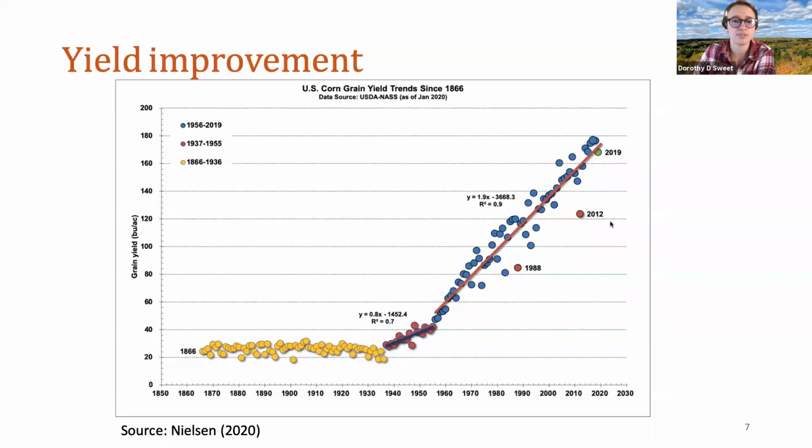Then from the mid-1950s on, which are represented by the blue dots here, the yield gains doubled to an average increase of 1.9 bushels per acre per year. And this large increase was caused by genetic improvements and increased adoption of modern management practices such as nitrogen fertilizer, chemical pesticides, and advances in machinery.